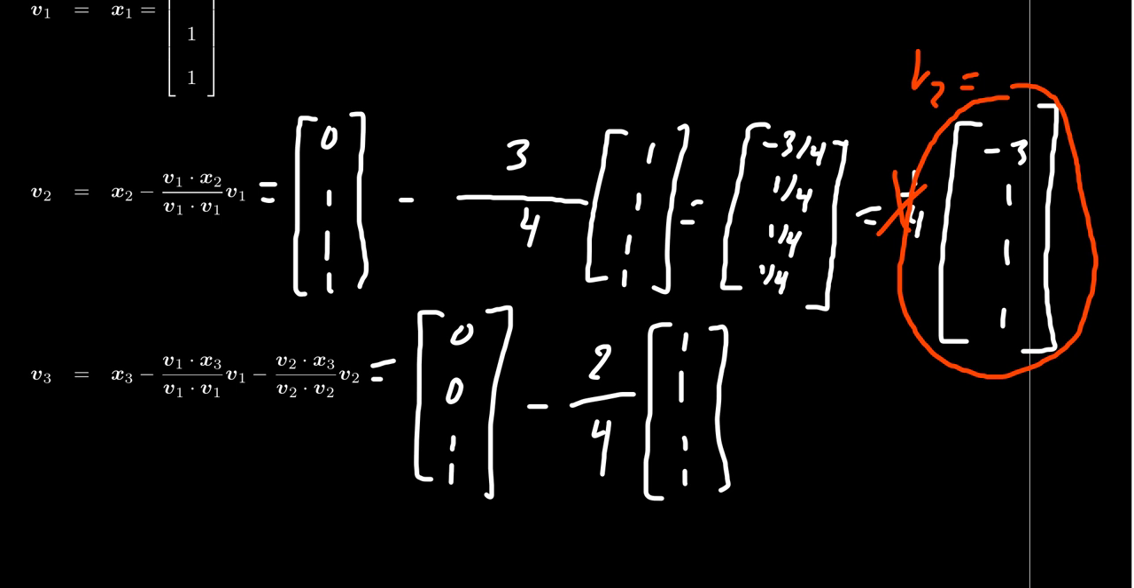All right. And then we have to subtract from this also v2, which, as we mentioned before, is now going to be negative 3, 1, 1, 1. But we have to compute the Fourier coefficients. If you take v2 dot x3, you end up with a 2. If you take v2 dot v2, you're going to get a 9 plus 1 plus 1 plus 1.